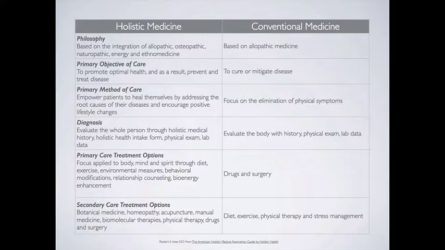So the primary objective of care on the holistic side of things is the promotion of optimal health, of course, and then by promoting optimal health, the result would hopefully be preventing disease, ideally, and or treating disease if it's already evident. So really it's about promoting optimal health, and the emphasis is really on prevention, whereas, and I think this is where probably the biggest difference is, or one of the biggest differences with conventional medicine.